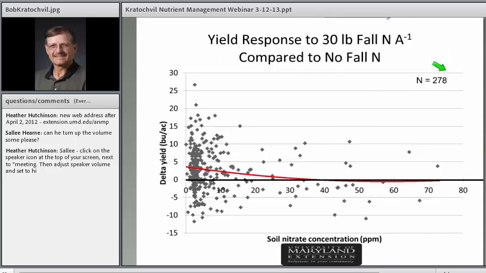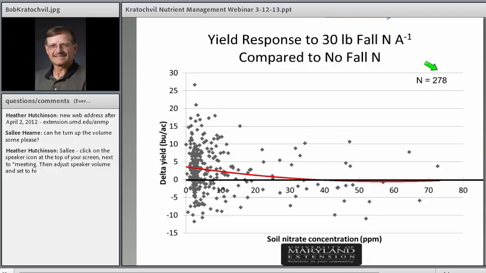All right, let's take a look at that response to nitrogen in a little different fashion. What you're seeing here is every comparison that we had over that 5-year period, every comparison between the use of 30 pounds of fall nitrogen versus no fall nitrogen, a total of 278 of those. In the scatter plot, each of those dots indicates what that response was.